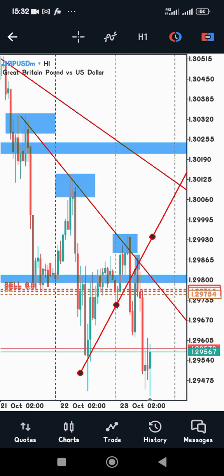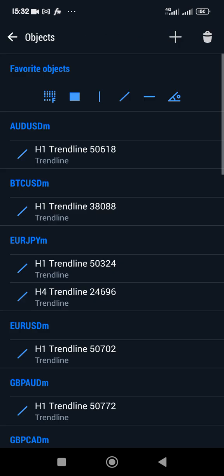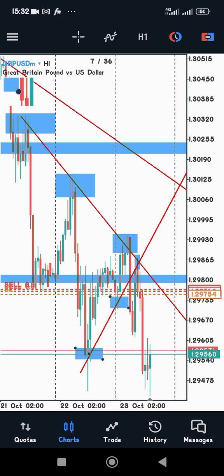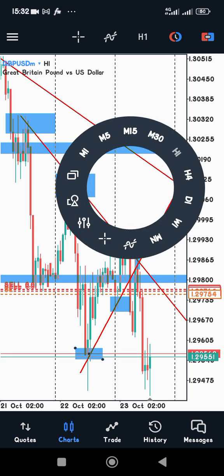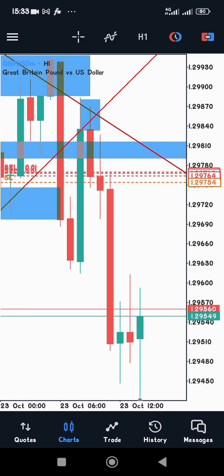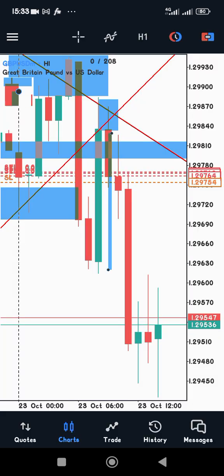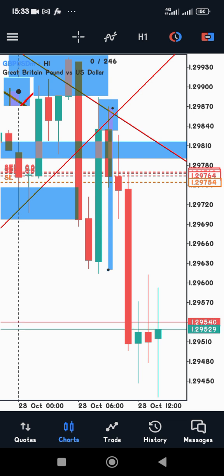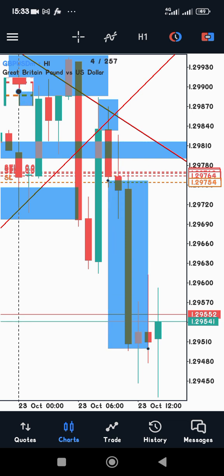This is the first touch, second touch. That makes it a valid trend line. The trend line was broken here, and it came back to retest. It went back to retest it here. Since then, it has been going down up to this level now.